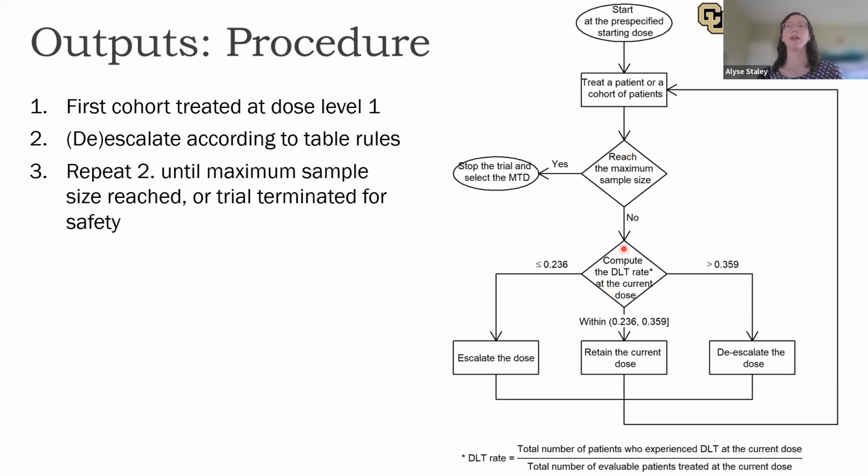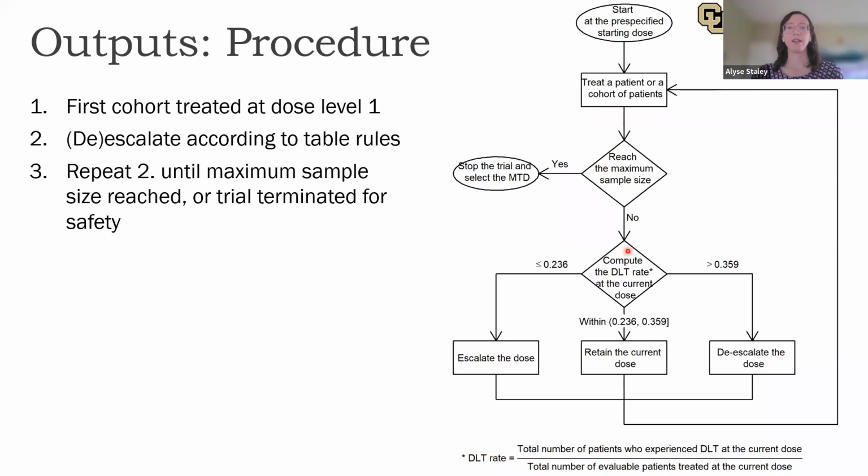So it's now time to compute the dose-limiting toxicity rate at the current dose. As a reminder, the DLT rate is calculated as the total number of patients who have experienced a DLT at the current dose divided by the total number of evaluable patients treated at that current dose. It's really important to emphasize here that this is all patients treated at the current dose, not just this cohort. And this is a key difference between the BOIN and 3+3 design that contributes to its superior performance.